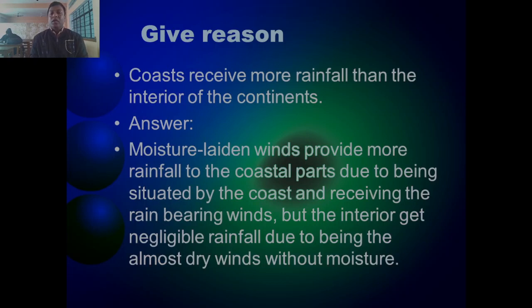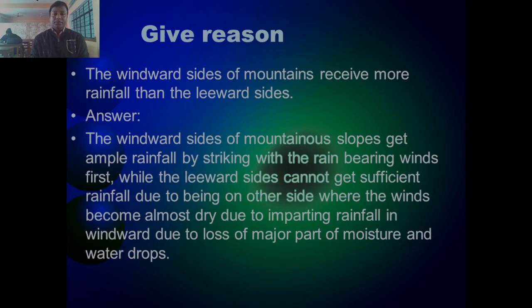Coasts receive more rainfall than the interior of the continent. What is the reason behind it? As all of you know, orographic rainfall occurs in this part. Moisture-laden winds provide more rainfall to the coastal parts due to being situated by the coast and receiving the rain-bearing winds. But the interior gets negligible rainfall due to almost dry winds without moisture. That means that part is a rain shadow.